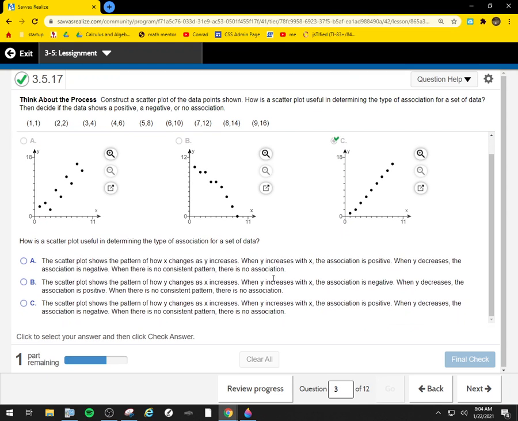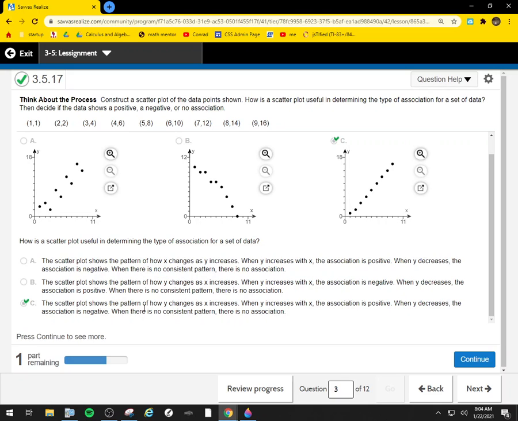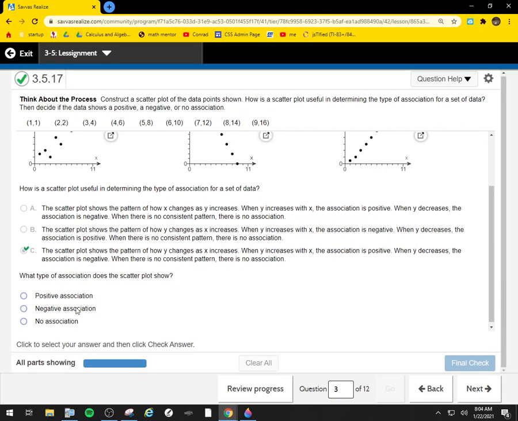And then y changes, x increases, and then I want a positive association. So, okay. So mine is still a positive association here.